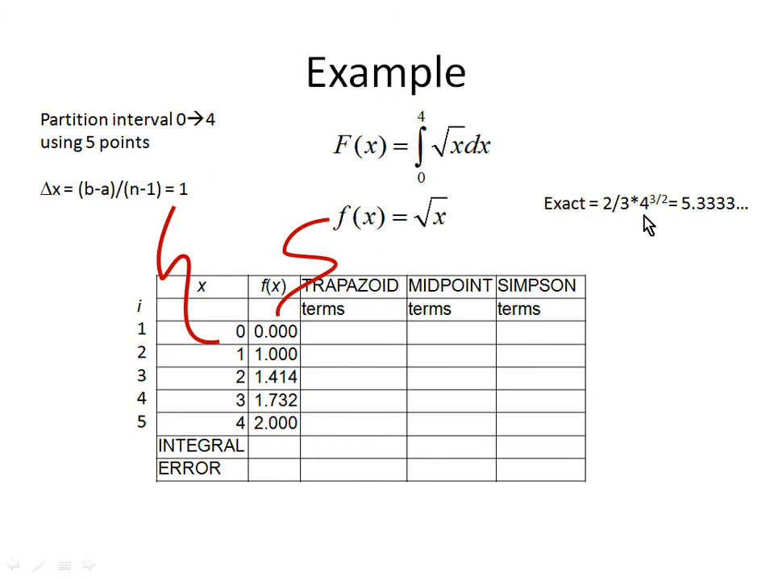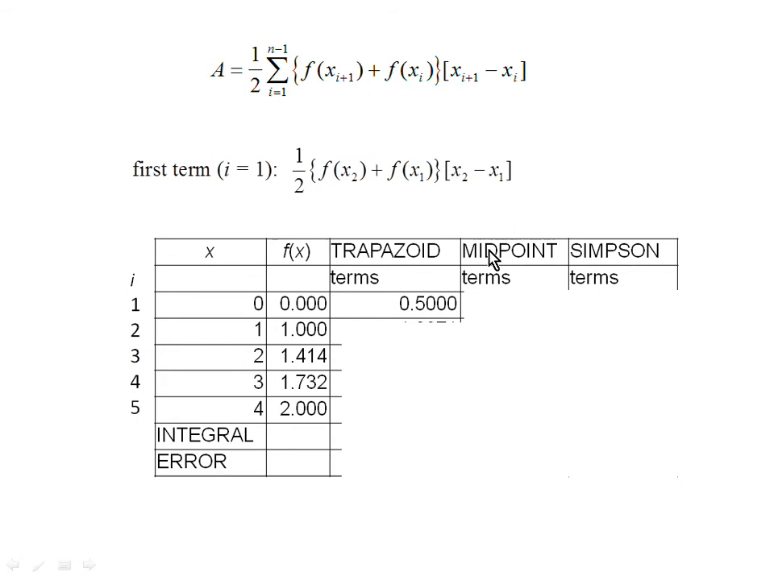Okay, so in order to solve this, here is the exact value. It's 2/3 times 4 to the 3/2, and it's 5.333, and so on. The 3's repeat for the exact value. So let's go and work this out for the trapezoid method.